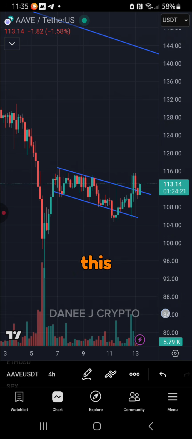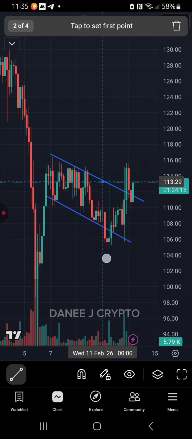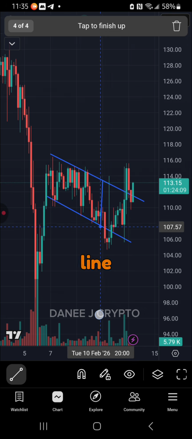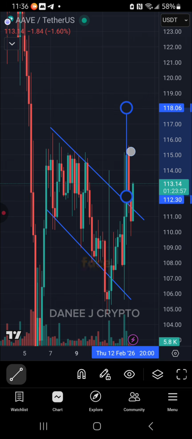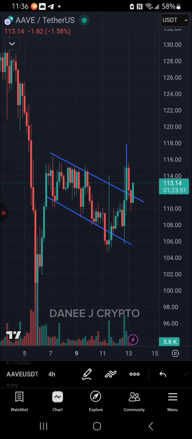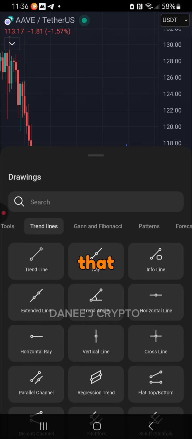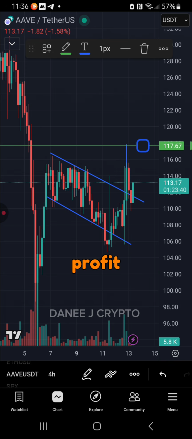So once I spotted this trend line, what I did was plot in my first take profit from the upper trend line to the lower trend line, or from the lower trend line to the upper trend line. Either way, you just have to put in a line that will cover the upper one and the lower one. Then you put it up to determine your first take profit. In this case, it is pretty straightforward to say that this is our first take profit, about 117.67.